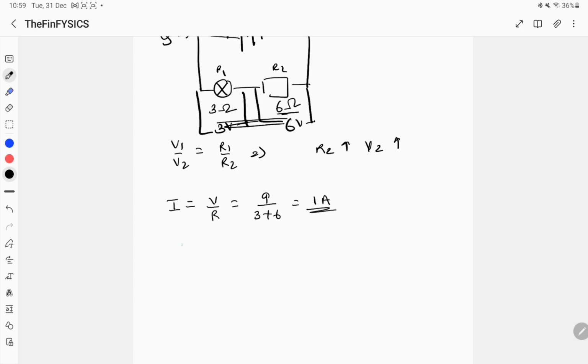Same current flowing through the 3 ohm resistor will give you the voltage across the 3 ohm resistor. How, sir? We said V1 equals I times R1, which tells us current is 1 and resistance of R1 is 3, which gives me 3 volt. Similarly, V2 will be 6 volt.